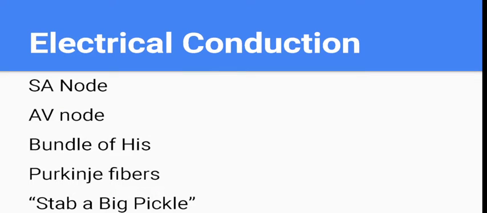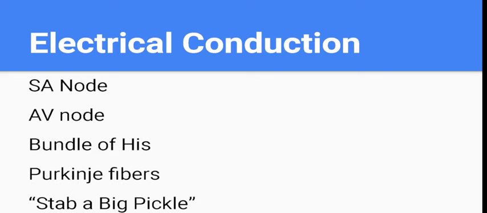This is also important to know, like how the signals go through the heart. So the electrical conduction. Yeah, so the pacemaker of the heart is called the SA node. It just sends the signals that go to the AV node, where it slows down the signals for a little bit. There's like a slight pause in the AV node.